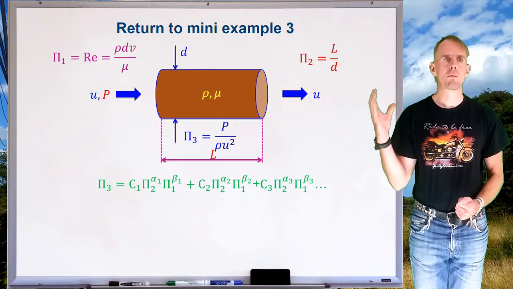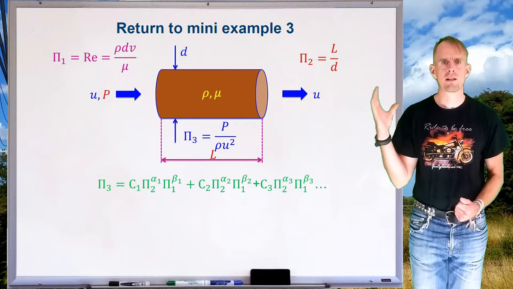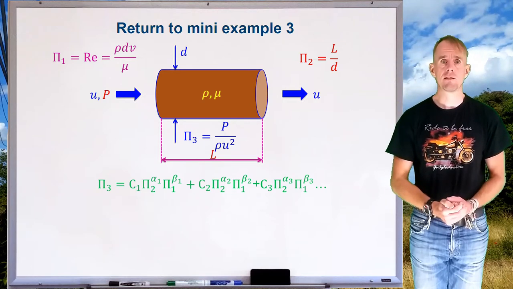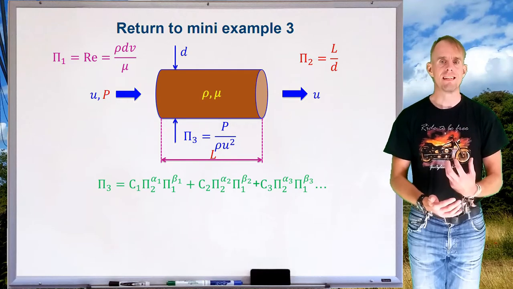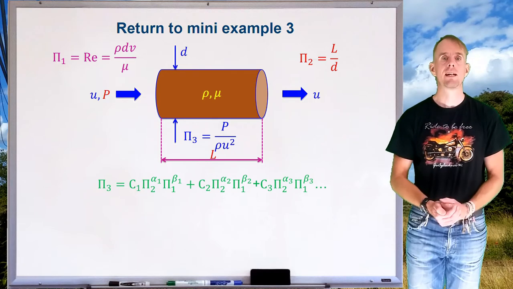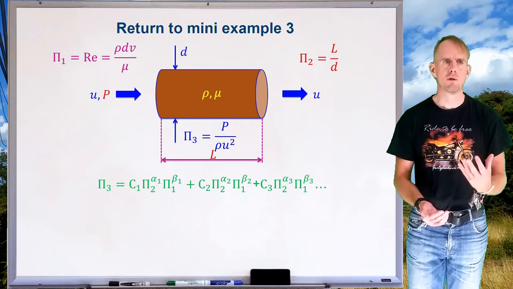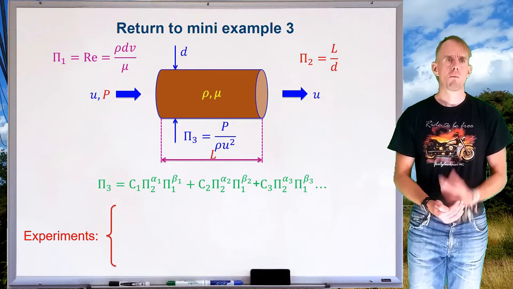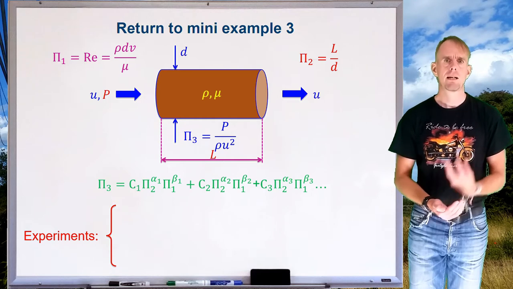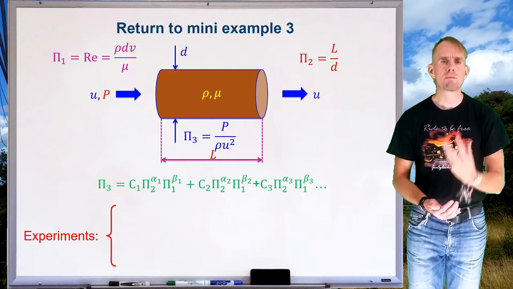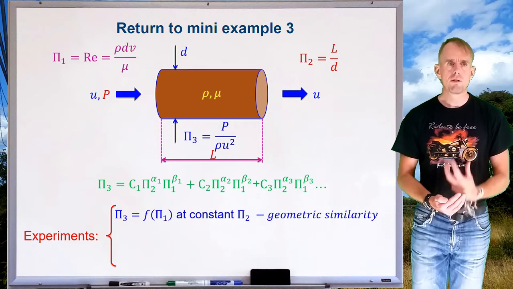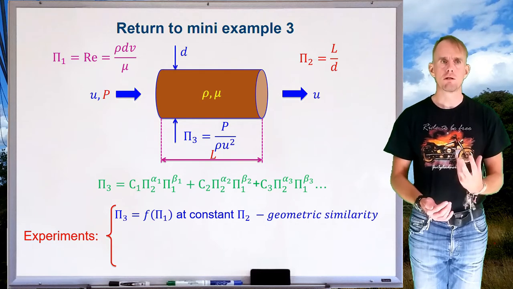The key now is to think, well, how many of these additive groups on the right-hand side do I actually need to use? What are the values of alpha and beta? And what is the value of c? So we're going to plan some experiments, and we can use dimensional analysis to gain insight into the types of experiment that we need to do. So what we want to do is to build a model where the physics is the same and the geometry is the same, or at least representative in the model scale of what we've got at the large scale. So what we do is keep each of these dimensionless groups the same.